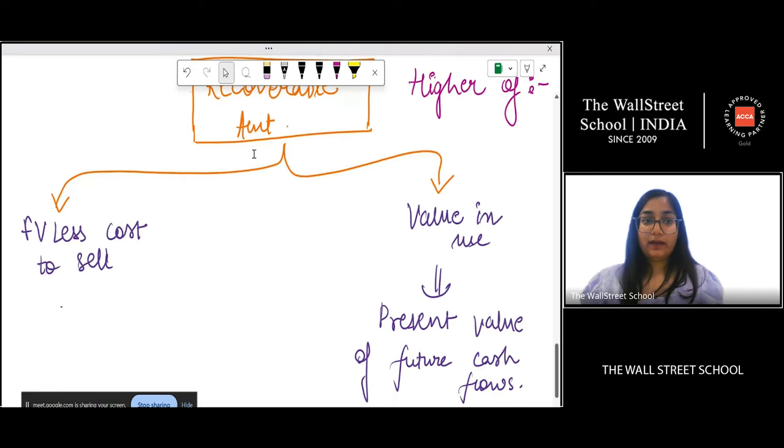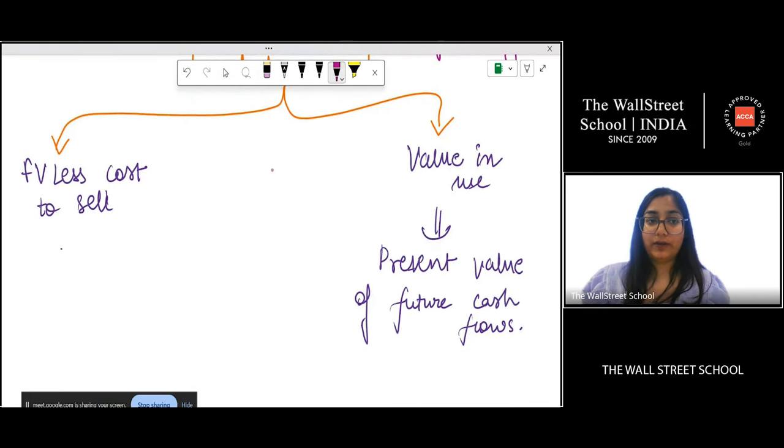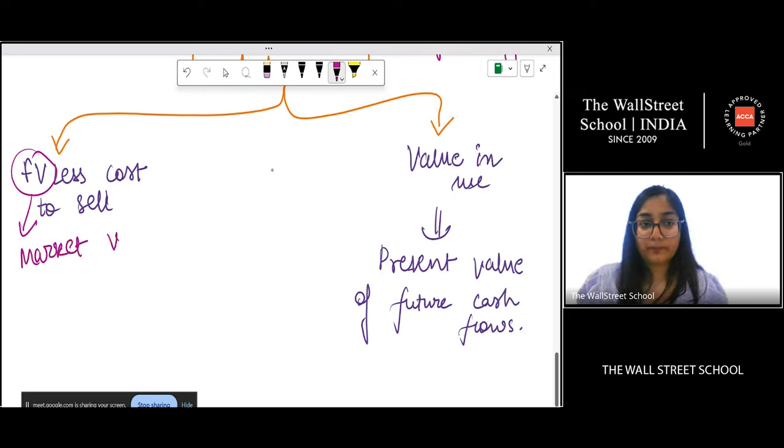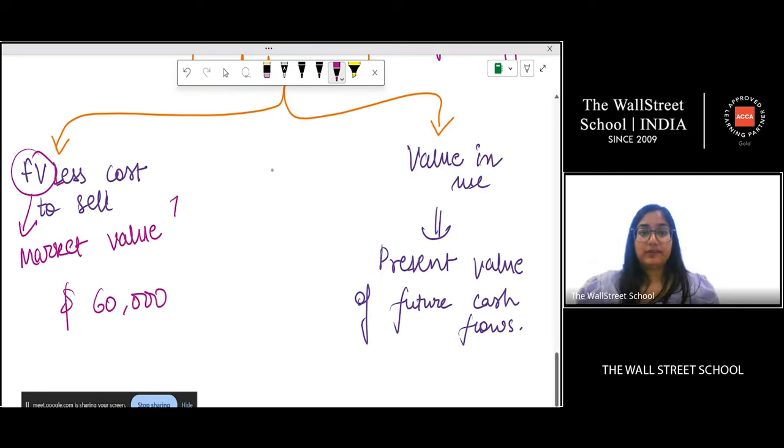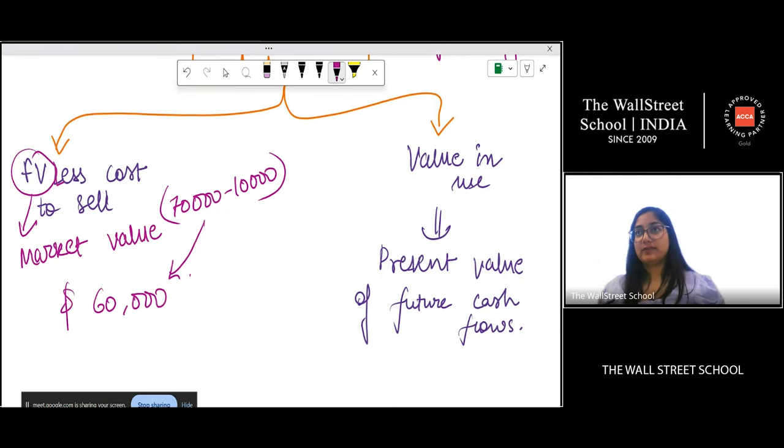So let's see. Fair value is the market value, okay? So the market value less whatever cost we are incurring for selling that particular asset, let's say as 60,000 over here, okay? So let's say the value of the asset was 70,000 and we have incurred 10,000 for selling that particular asset. So that means 60,000 would be my fair value less cost to sell of that particular asset, right?